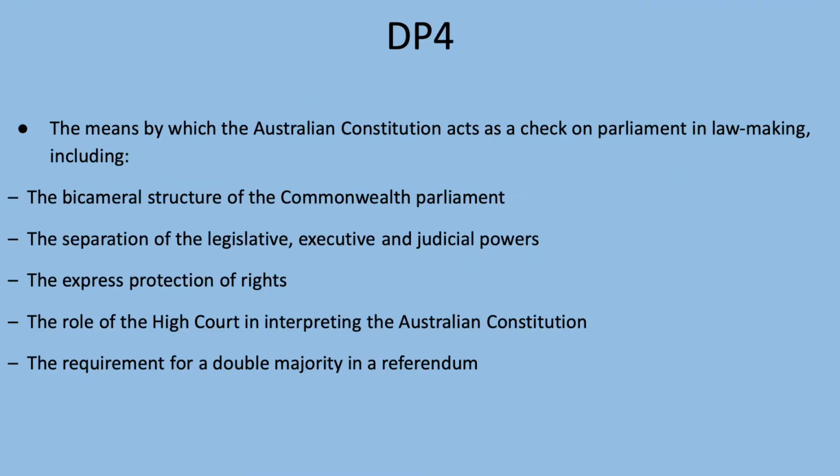Part 3. The focus of today's video will be dot point 4, the means by which the Australian Constitution acts as a check on Parliament in lawmaking, including the bicameral structure of the Commonwealth Parliament, the separation of the legislative, executive and judicial powers, the express protection of rights, the role of the High Court in interpreting the Australian Constitution, and the requirement for a double majority in a referendum.